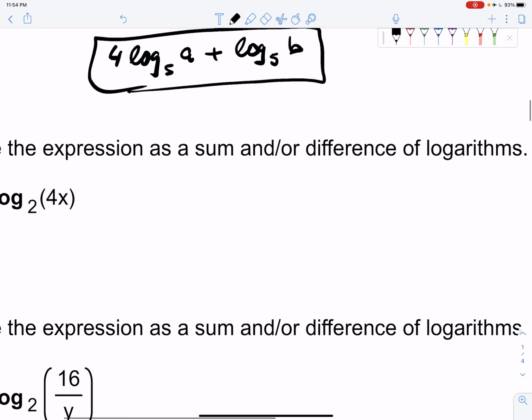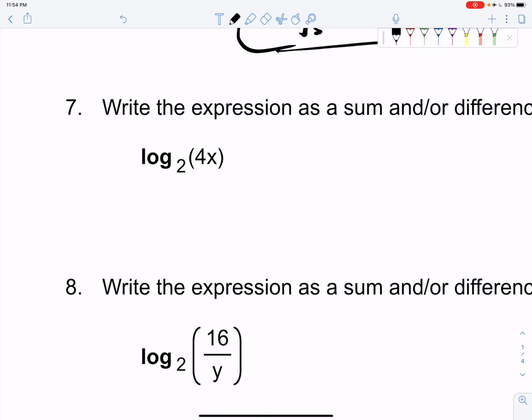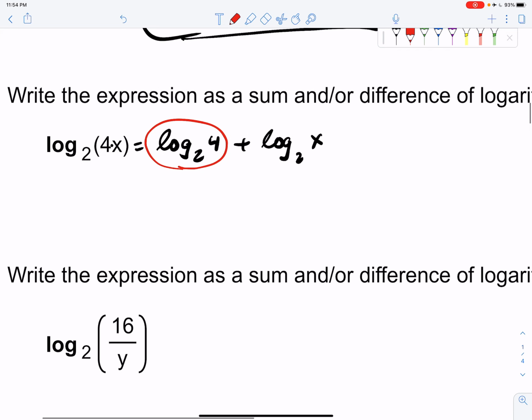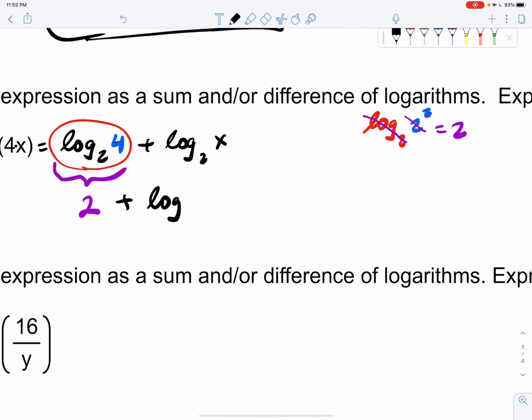Write the expression as a sum or difference of logarithms. Express powers as factors, rather. Once again, this is multiplication, so it's a product. Log base 2 of 4 plus log base 2 of x. Now, this little guy right here, we actually can do a little more work with that. Log base 2. Now 4 can be written as 2 to the second, right? 2 to the second is the same as 4. So since 4 can be written as 2 to the second, we have this inverse idea, log base 2 and exponential base 2 leaves us with just 2. So that means log base 2 of 4 is just going to give us a 2 plus log base 2 of x.